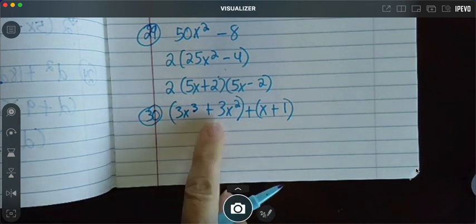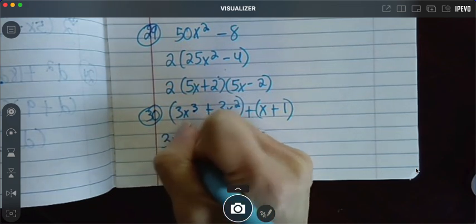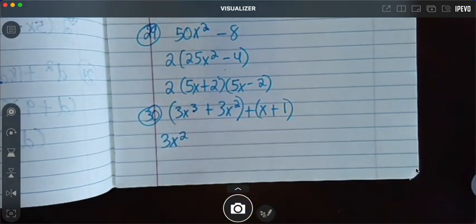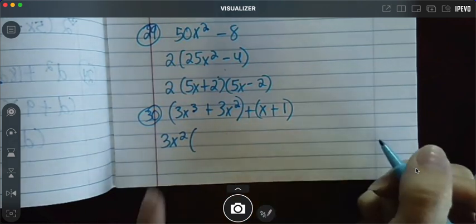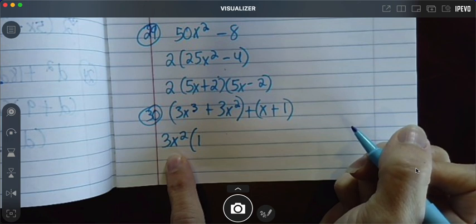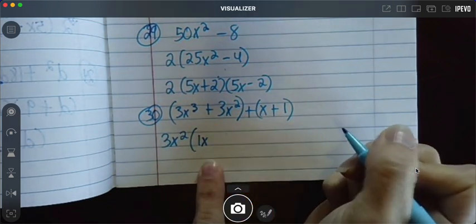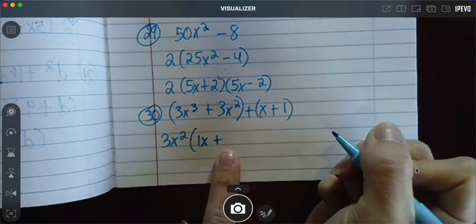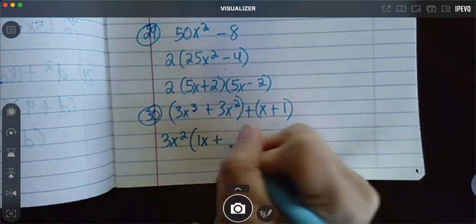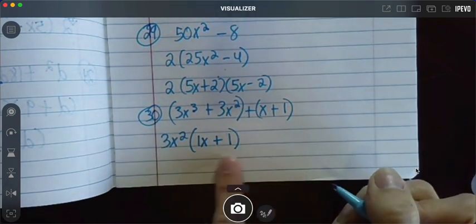What can I factor out of this? X. A 3. And how many x's? 2. Very good. Does everybody see why you can factor out 2? You can pull 2 x's out because they both have at least 2. What's left over? 3 times what is 3? 1. X squared times what is x to the third? Another x. Okay. 3 times what is 3? 1. And I already have my x squared. So I have x plus 1. Does everybody understand that? Yeah.